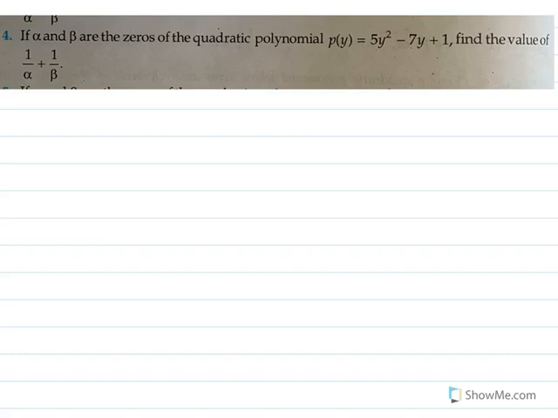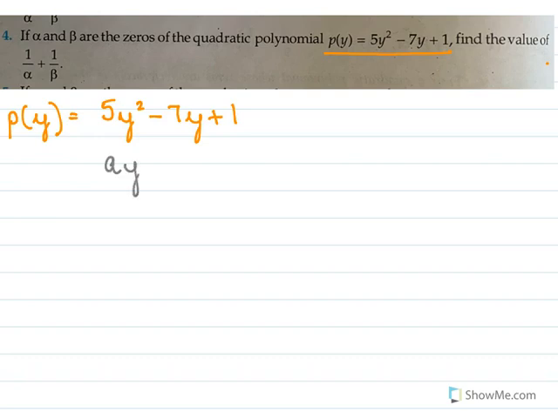If alpha and beta are the zeros of the quadratic polynomial, find the value of 1 over alpha plus 1 over beta. So this is a quadratic polynomial, p of y, 5y square minus 7y plus 1. Now we're going to write the coefficients. To write the coefficients, we compare it with a standard quadratic.